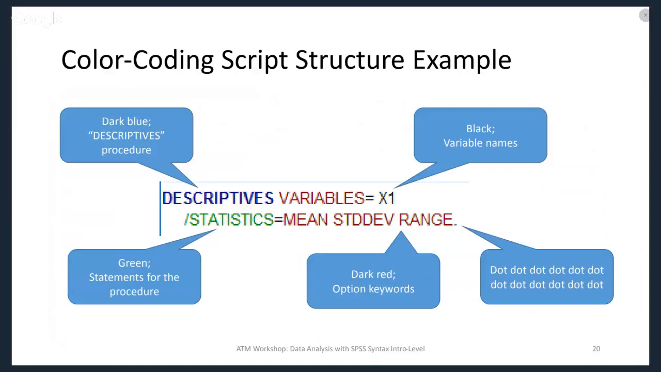Okay, let's go with this green one first. Slash statistics is what? It's a statement for that procedure. What is that procedure? Right now, the procedure is descriptives, right? And statistics is a particular statement belonging to descriptives, right? So inside of descriptives, we have a statistics statement.